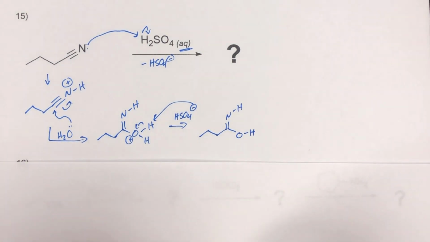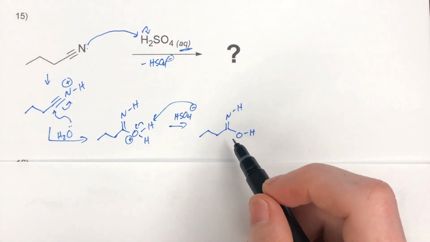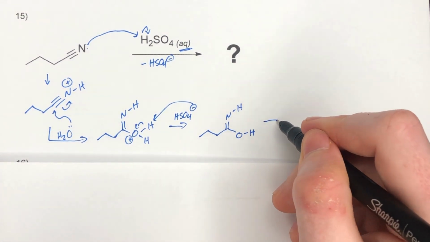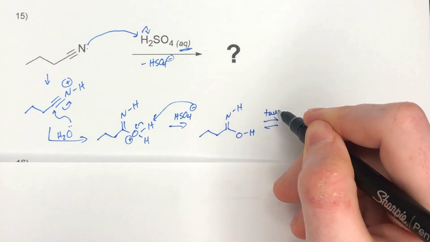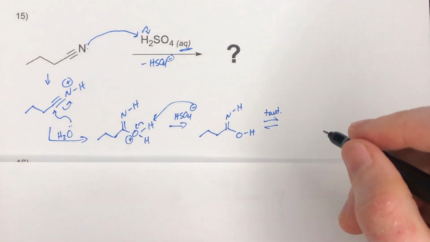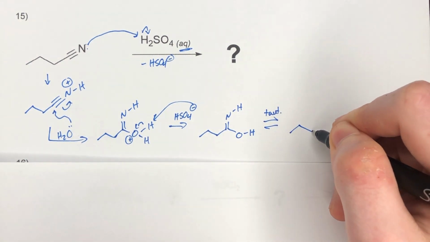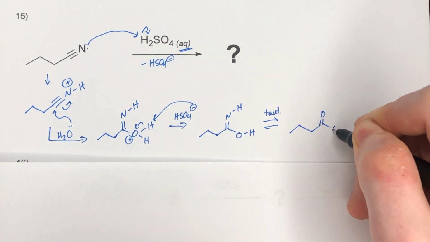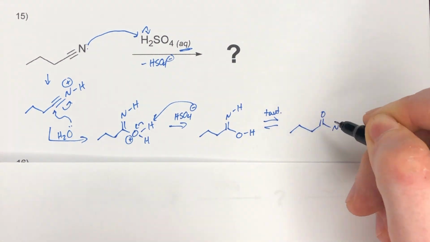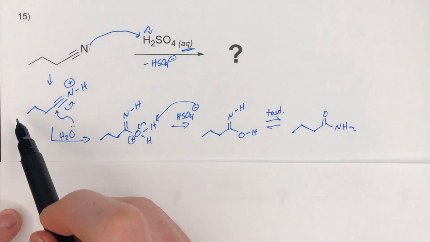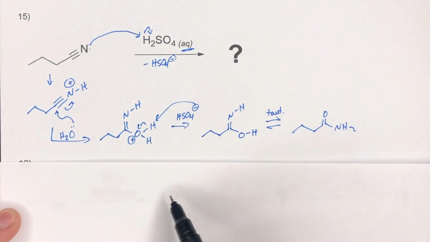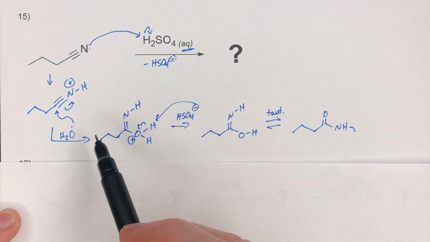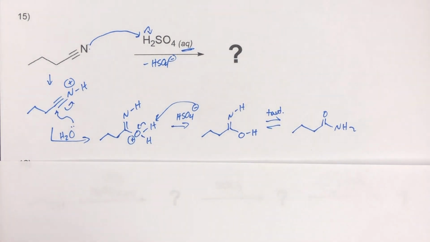Now this is an enol-like molecule. This will tautomerize to the amide. So that's what will happen here. So I'll draw this like this. So let's count our carbons here. Did I drop a carbon? 1, 2, 3, 4. No, we're still good. 1, 2, 3, 4. 1, 2, 3, 4. All the way through. Okay.